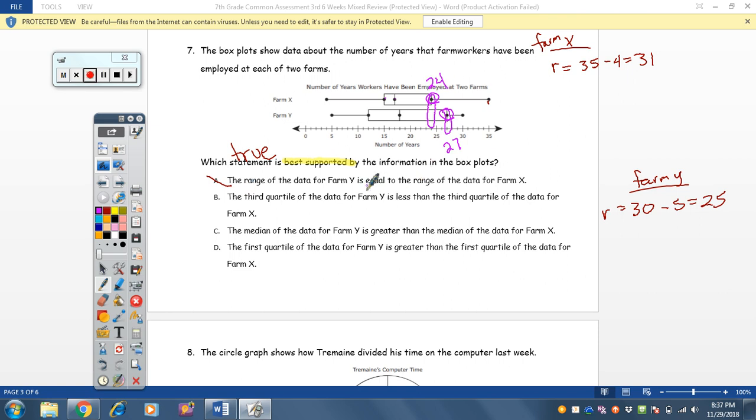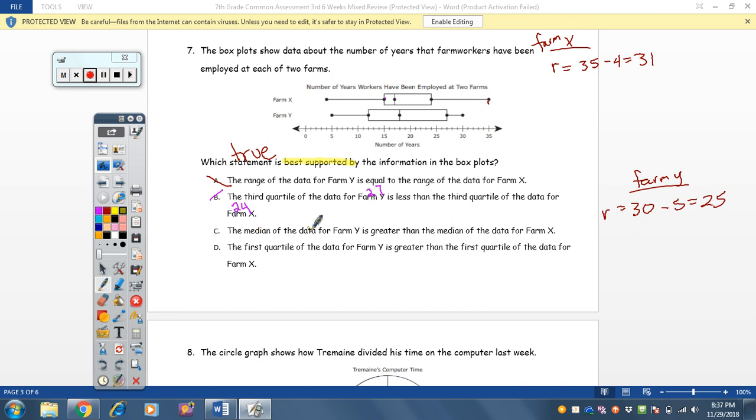Is the third quartile for farm Y less than the third quartile for farm X? Yes, you must have these numbers written here. And you must have the subtraction problems.